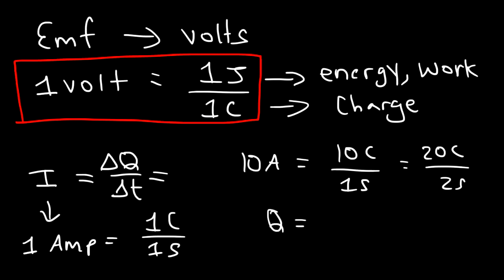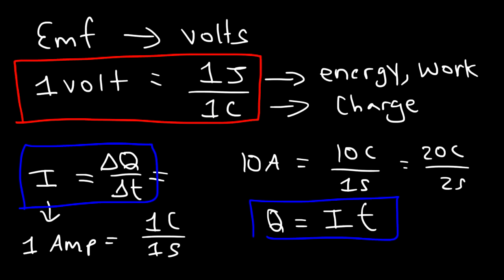So charge is the current multiplied by the time. So make sure you know these values. So 1 coulomb is equal to 1 amp times 1 second.